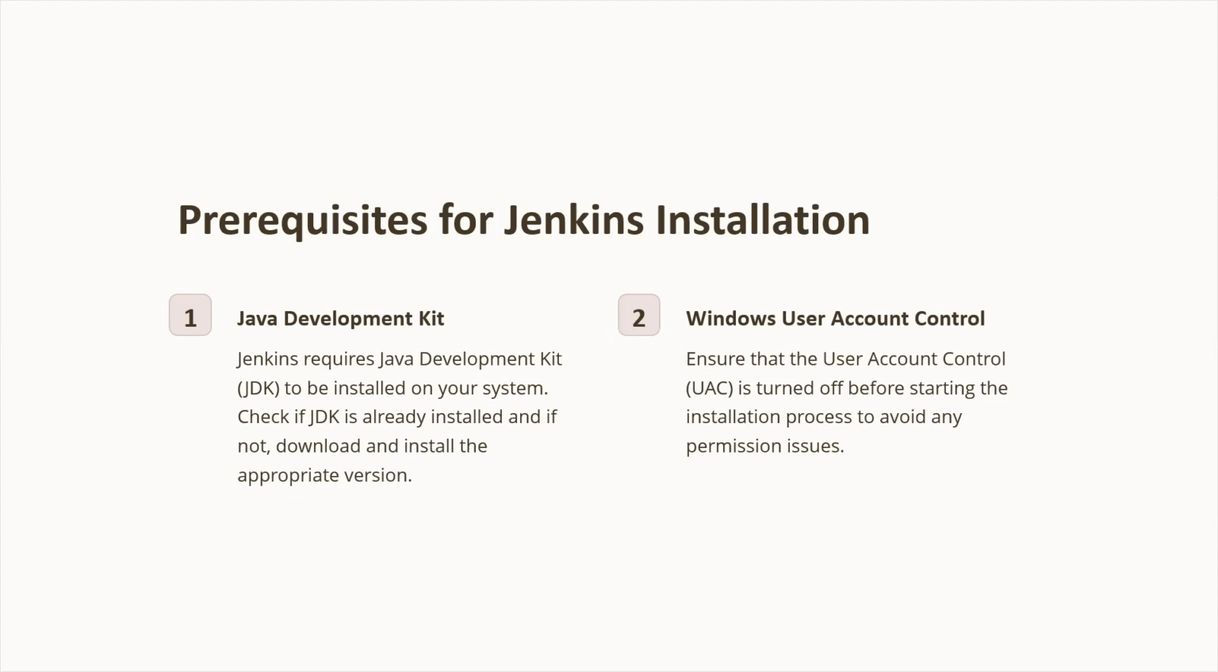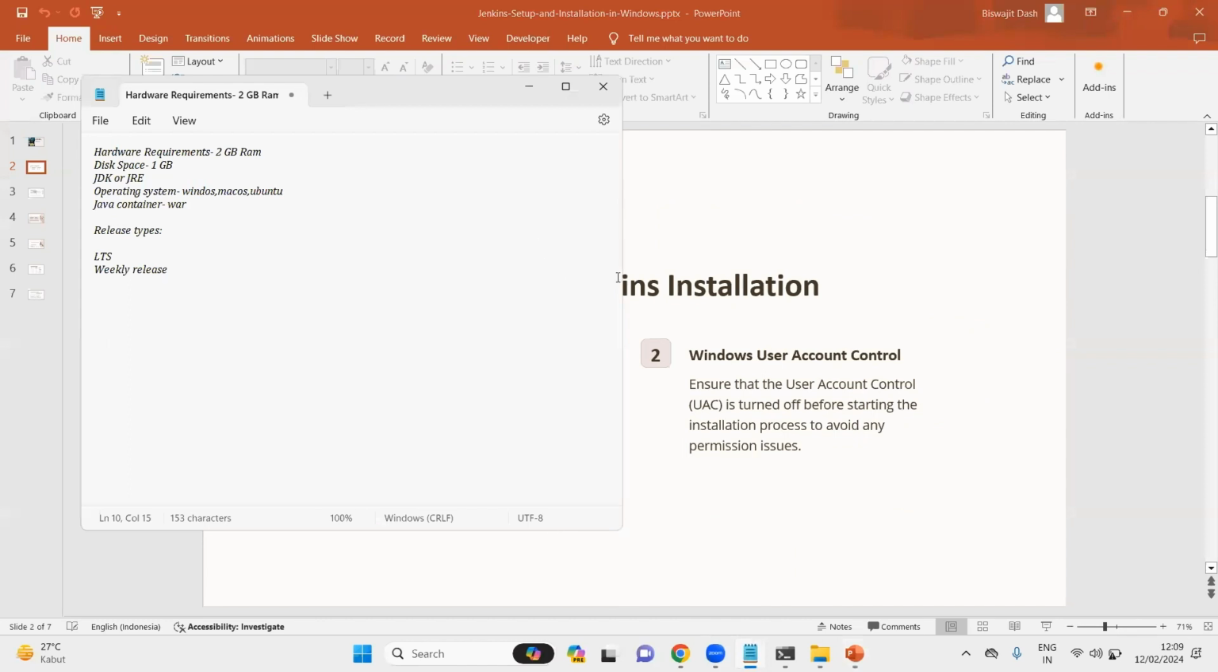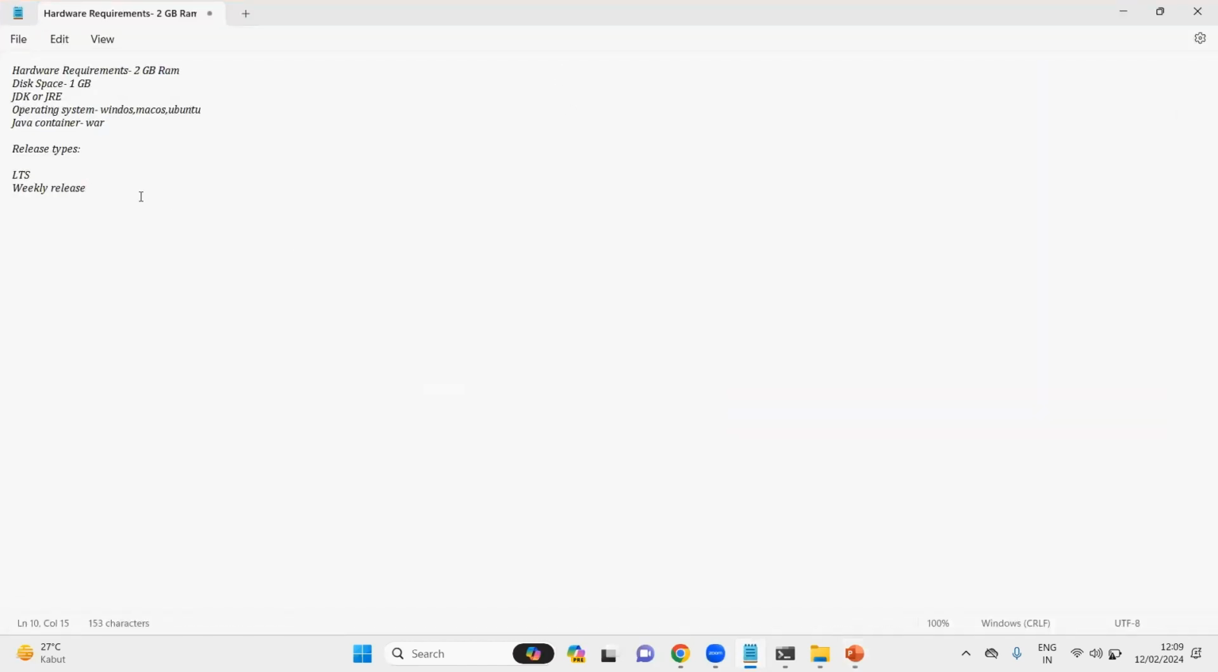Then let's come to the next. These are the requirements you will need before installation of Jenkins. First thing is hardware requirements: 2 GB RAM, disk space of 1 GB, JDK or JRE, operating systems like Windows, Mac OS, Ubuntu, any operating system, and a Java container war file. Jenkins has two release types, LTS and weekly release. First we will focus on the weekly release.